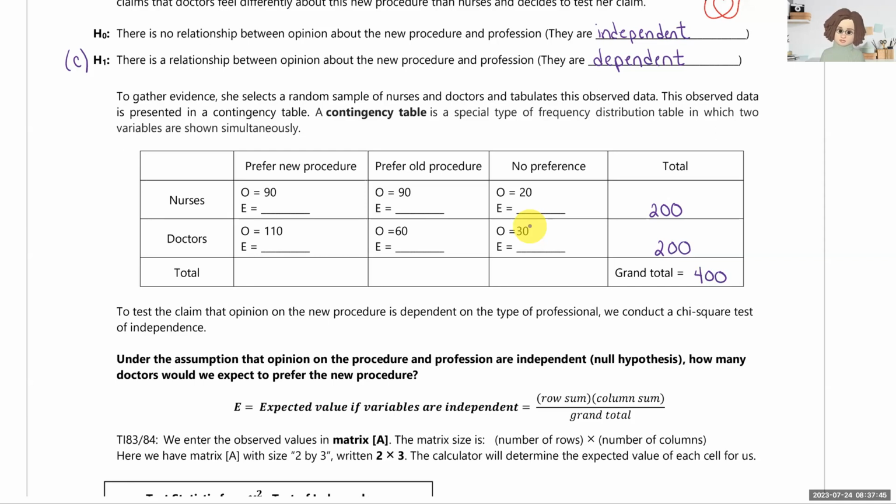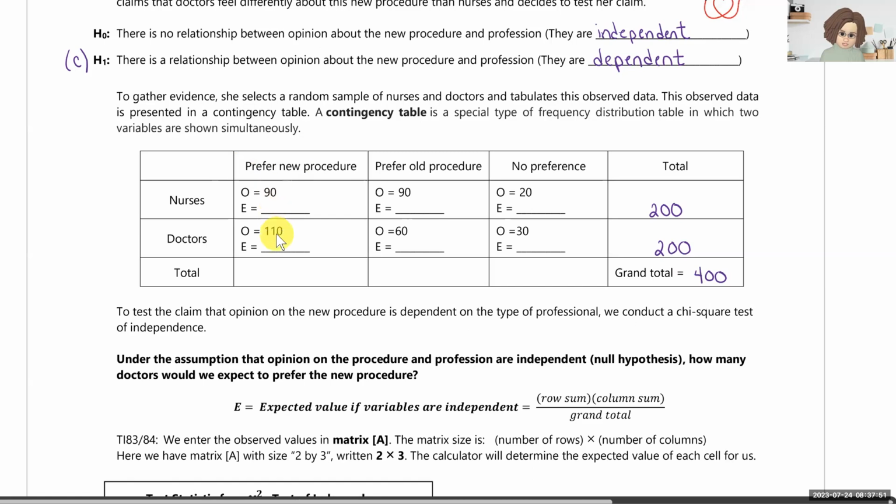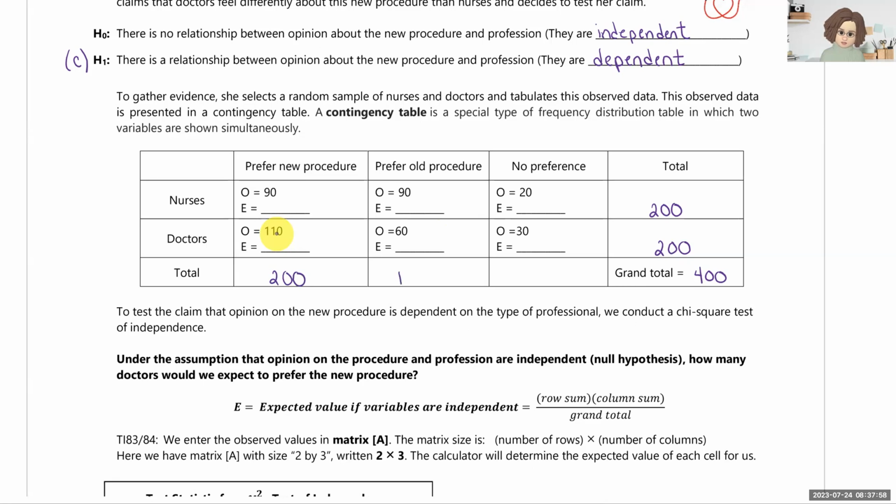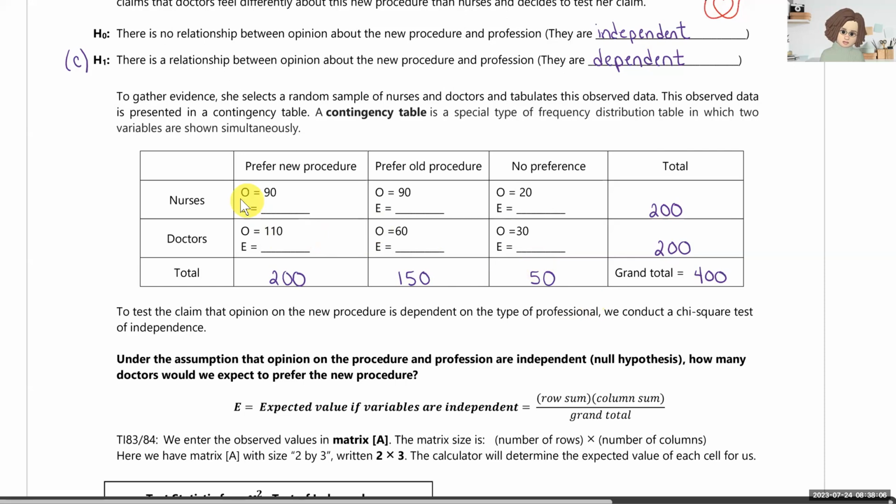All right, let's also do some totaling. Out of those 400 people, the total that preferred the new procedure, 90 plus 110 would be 200. And then for the old procedure, 150. And then finally 50 had no preference. All right, so the O there stands for what they observed when they collected their data.